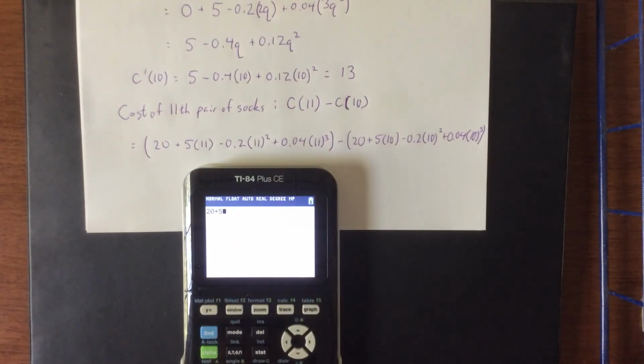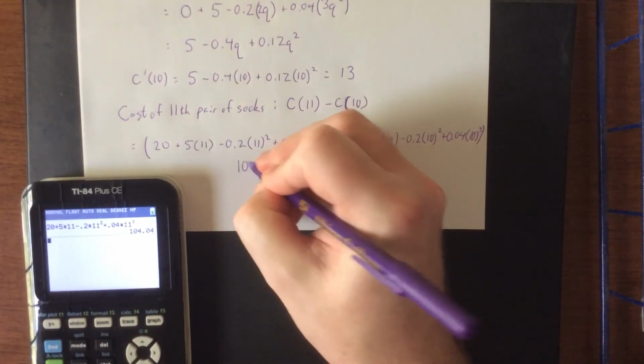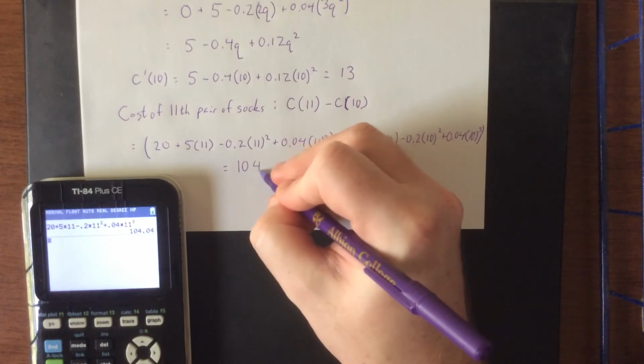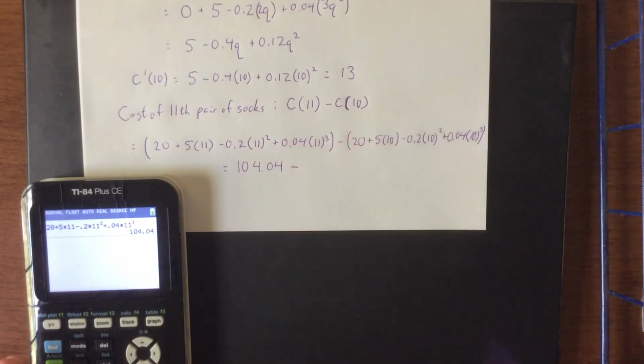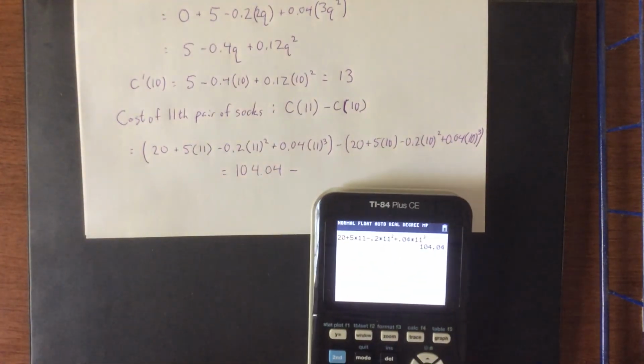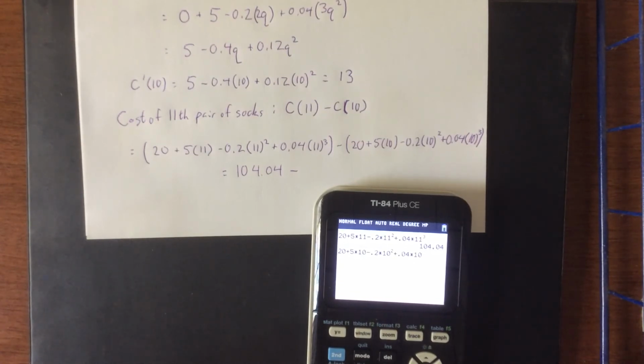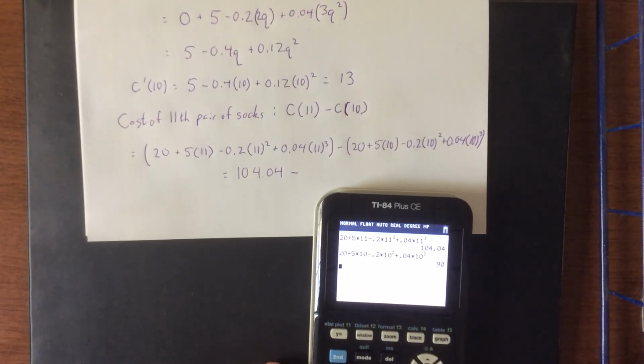So first thing I want to do is calculate this first one right here. So 20 plus 5 times 11 minus 0.2 times 11 squared plus 0.04 times 11 cubed. If you press math followed by 3, you'll get a cube. You could also do to the power of 3. So the cost of producing 11 pairs of socks would be $104.04. And we'll go ahead and pop back over here and we'll plug in what we have here. So this is 20 plus 5 times 10 minus 0.2 times 10 squared plus 0.04 times 10 cubed. For that we get 90.